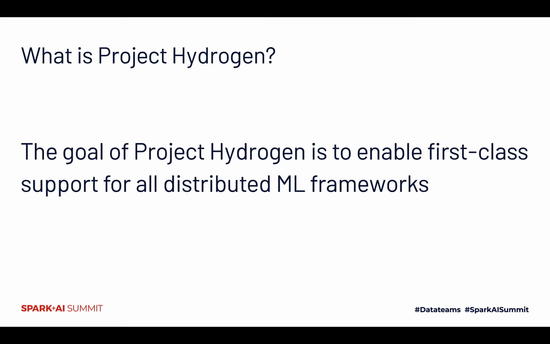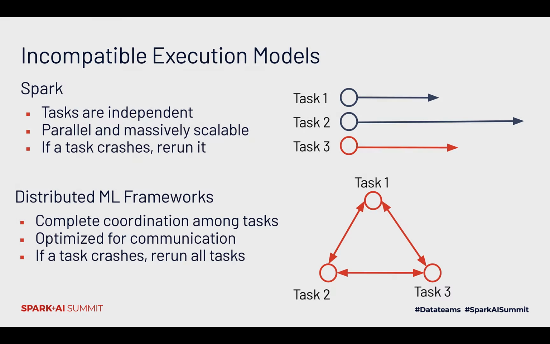This was actually introduced in Spark 2.4, and the goal of Project Hydrogen was to enable first-class support for all distributed ML frameworks within Spark. How did we do that? Well, the big problem we had in Spark was Spark's execution model didn't work well with a number of ML frameworks' execution models. What do I mean?